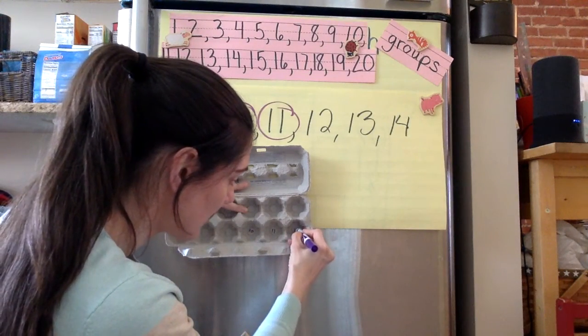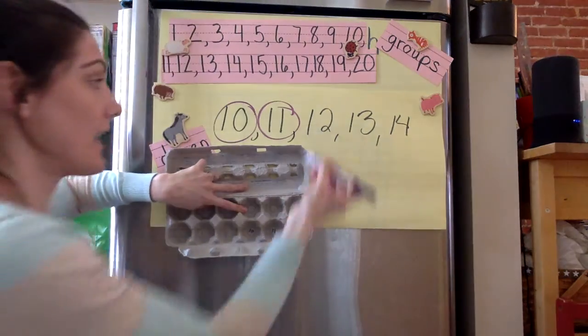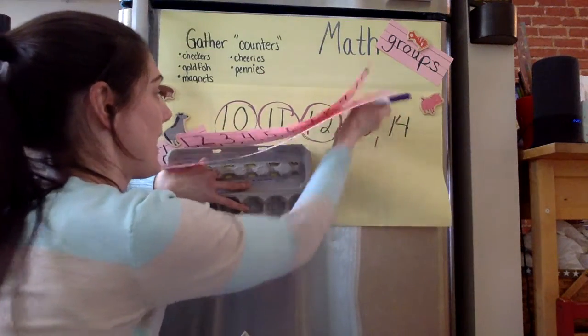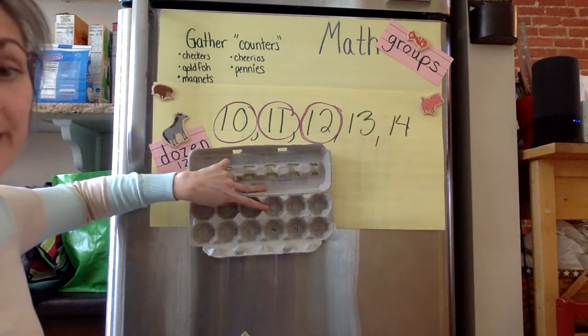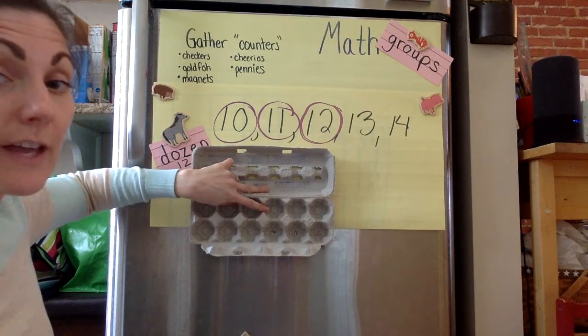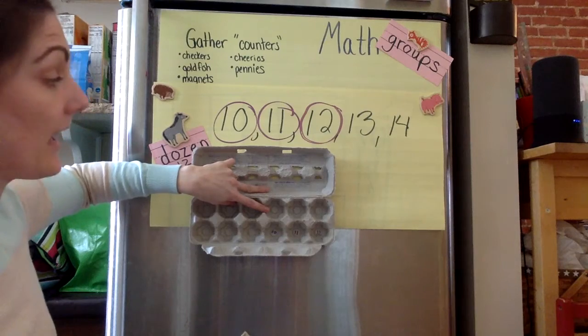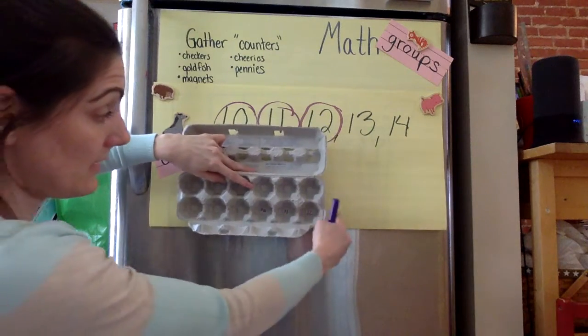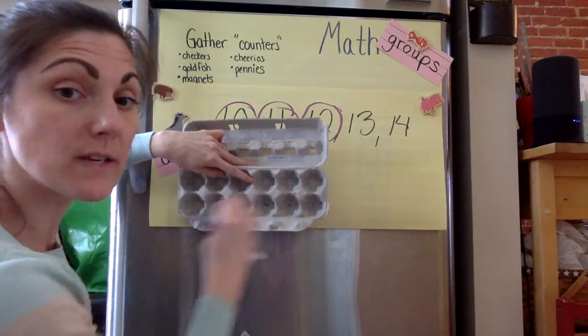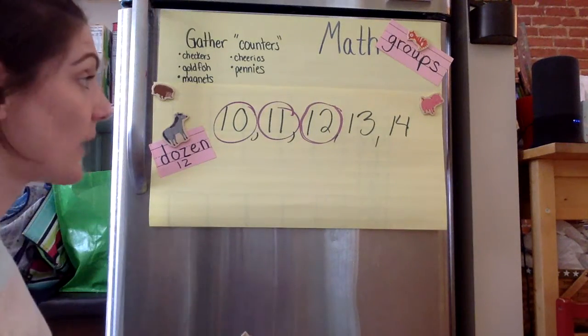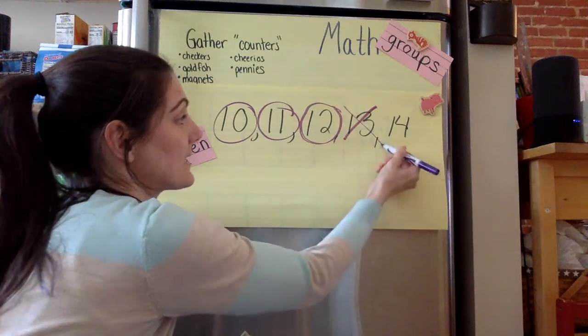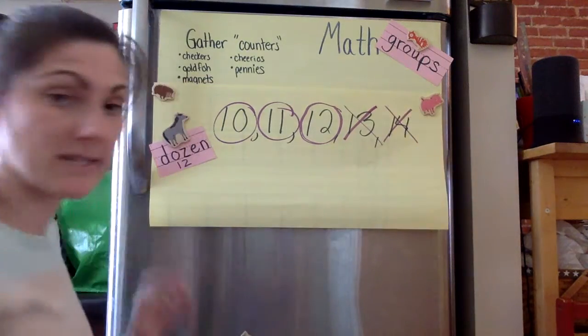12 eggs in this carton. We know 12 is a dozen. So I know that I can fit 12 eggs in this carton. Okay? Now, what about 13? Can I fit 13 eggs in this carton? I can't, right? 12 is the most eggs that I can fit in this egg carton. So I cannot fit 13 eggs, and I cannot fit 14 eggs.